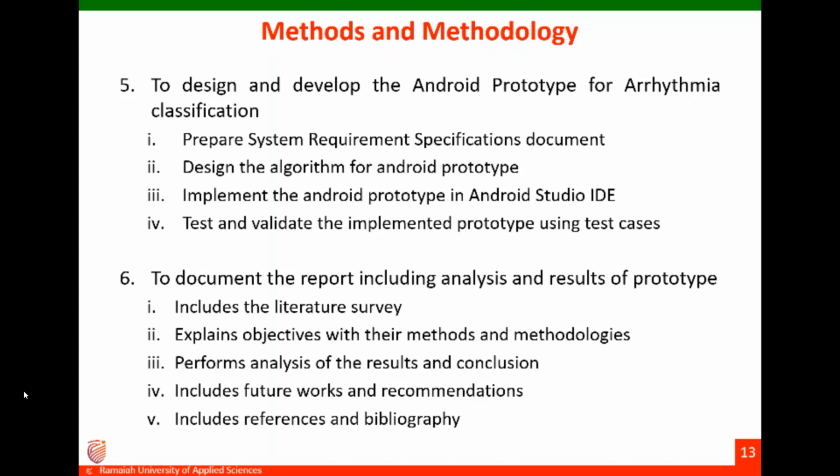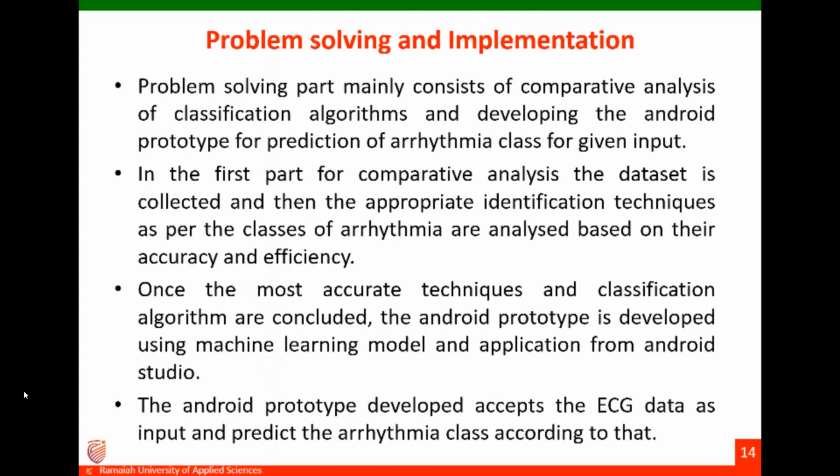And the moreover of the part is the 6th objective, that is the report. We will be including the literature survey in it and all the objectives with their methods and methodologies. We'll perform the analysis of results and conclusion, includes the future works and recommendations. Then it also includes the references and bibliography, which are papers or resources we have yet referred for the literature survey, and all the explore and what we have made till through.